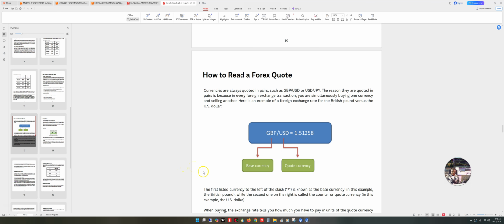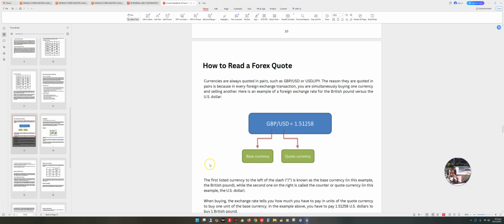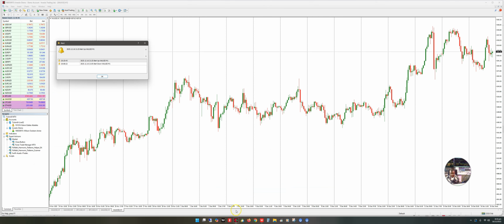And we're talking about base and quote currencies. All right, so now the base currency is actually very simple to identify. The one on the left hand side is your base, while the one on the right is your quoted currency. So let's dive right into the chart and see.